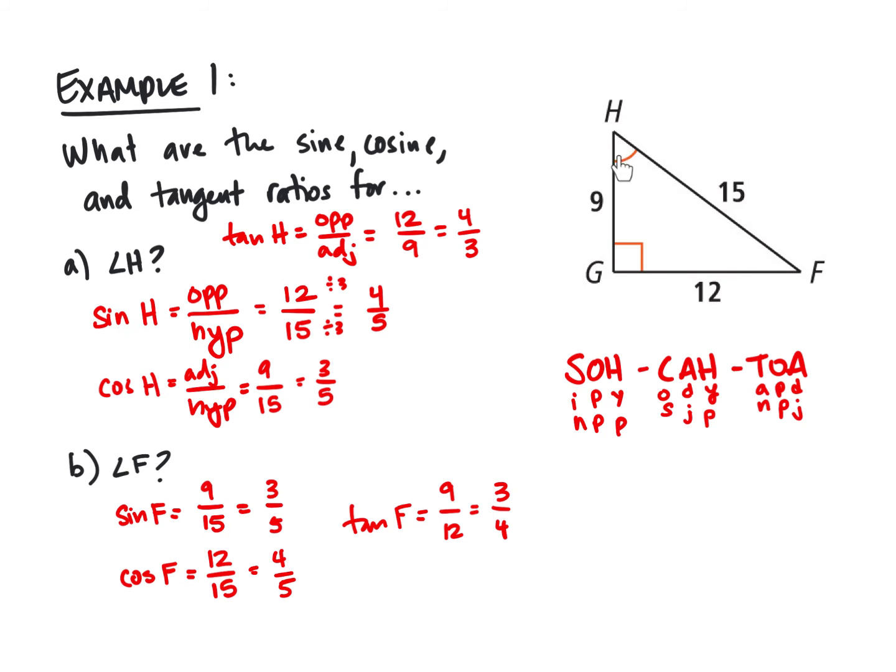For angle H, the sine was 4/5, but when we change to the other acute angle in the triangle, that 4/5, which was the sine for H, now becomes the cosine for the other angle. What was the cosine for one angle, 3/5, is the sine for the other angle, right? So the sine and the cosine kind of change places when we change angles. And then what happens with tangent is it goes from being 4/3 to 3/4. So the tangent ratios are the reciprocals of each other.